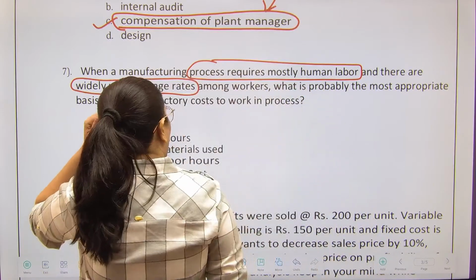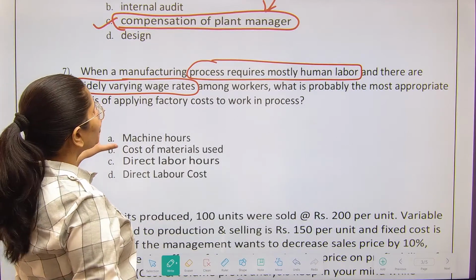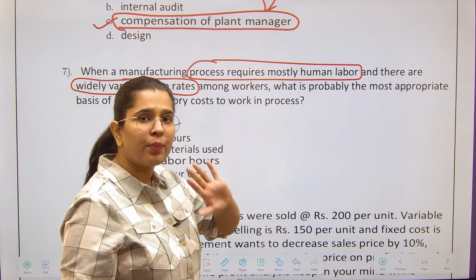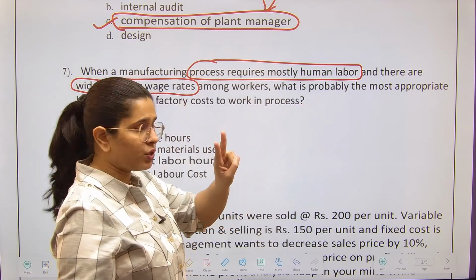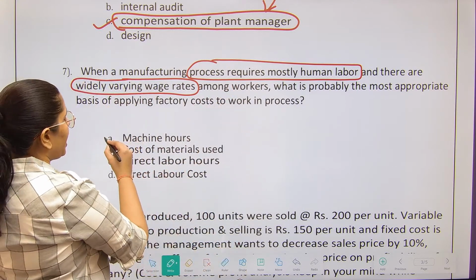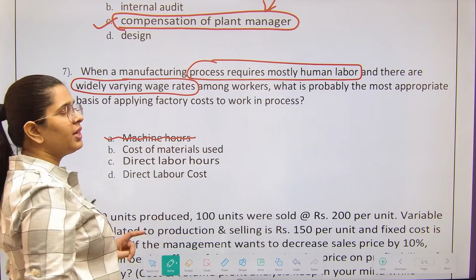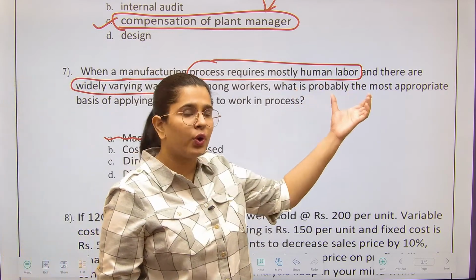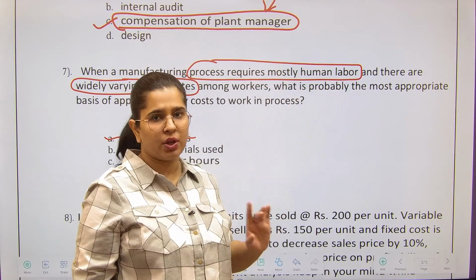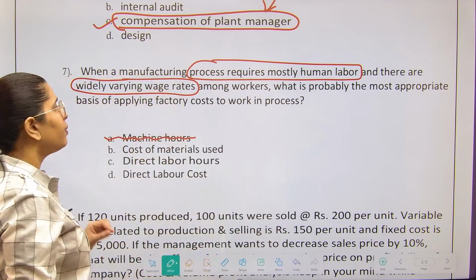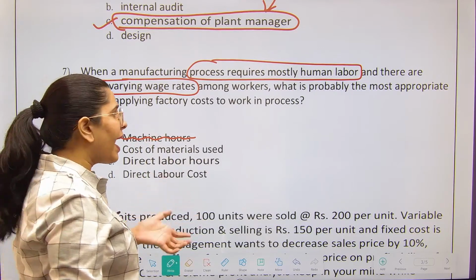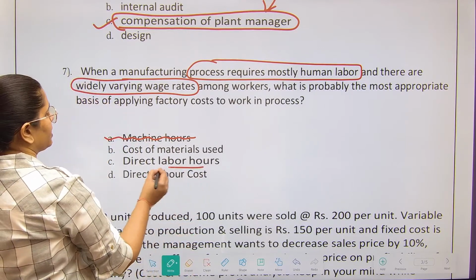So see, what has been asked over here is, what should be the correct basis of applying factory cost to the work in progress? There are two things given to you. Number one, they have clarified that machine hours as a basis will not be used. We are going to use human labor mostly. So my cost allocation would be based on that. Apart from it, they have told me one more thing, that wage rate is varying largely. So I have to use a combination of this.